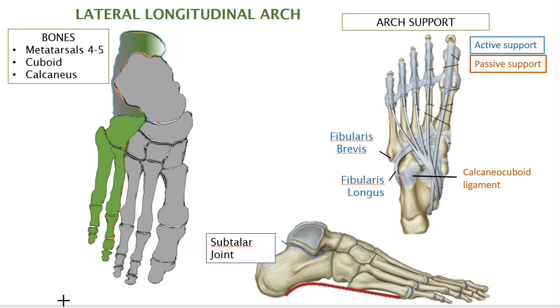The lateral longitudinal arch, seen here, is supported primarily by the fibularis longus and brevis on this lateral side, as well as the calcaneo-cuboid ligament. Here we can see this calcaneo-cuboid ligament that's extending from here to here.